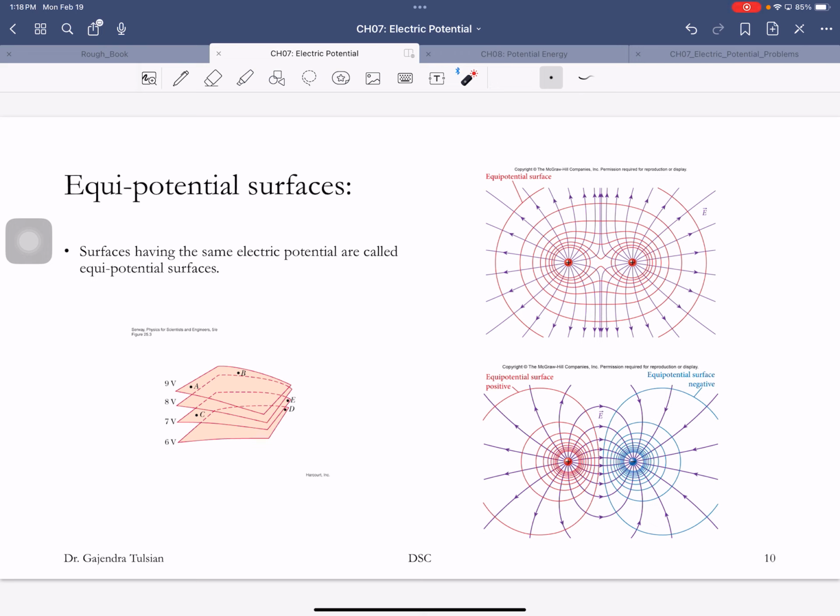Think before you answer. Is this at a higher potential or that at a higher potential? Which one is at a higher potential? This one or this one? The one to the left. This one is at a higher potential. Remember we said electric fields point in the direction of decreasing potential. All right, so in this diagram, which way will the electric field point? This way, okay?